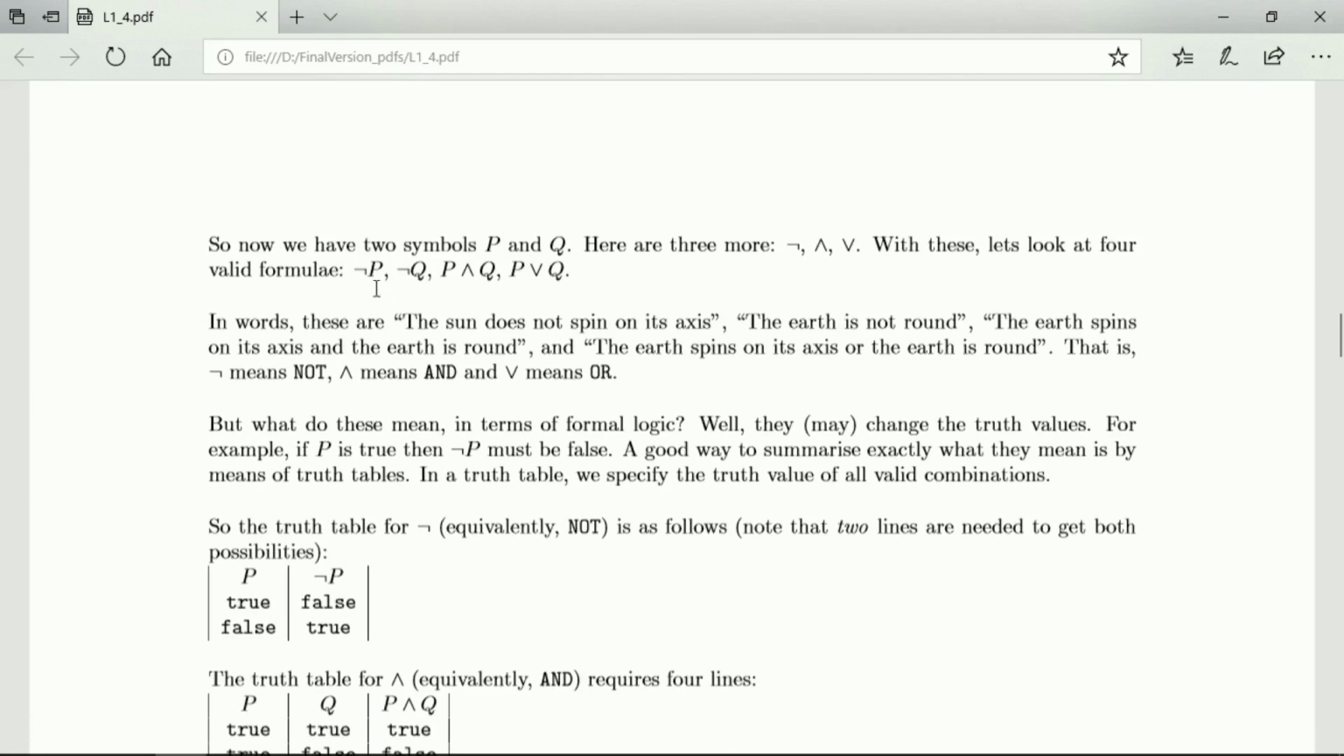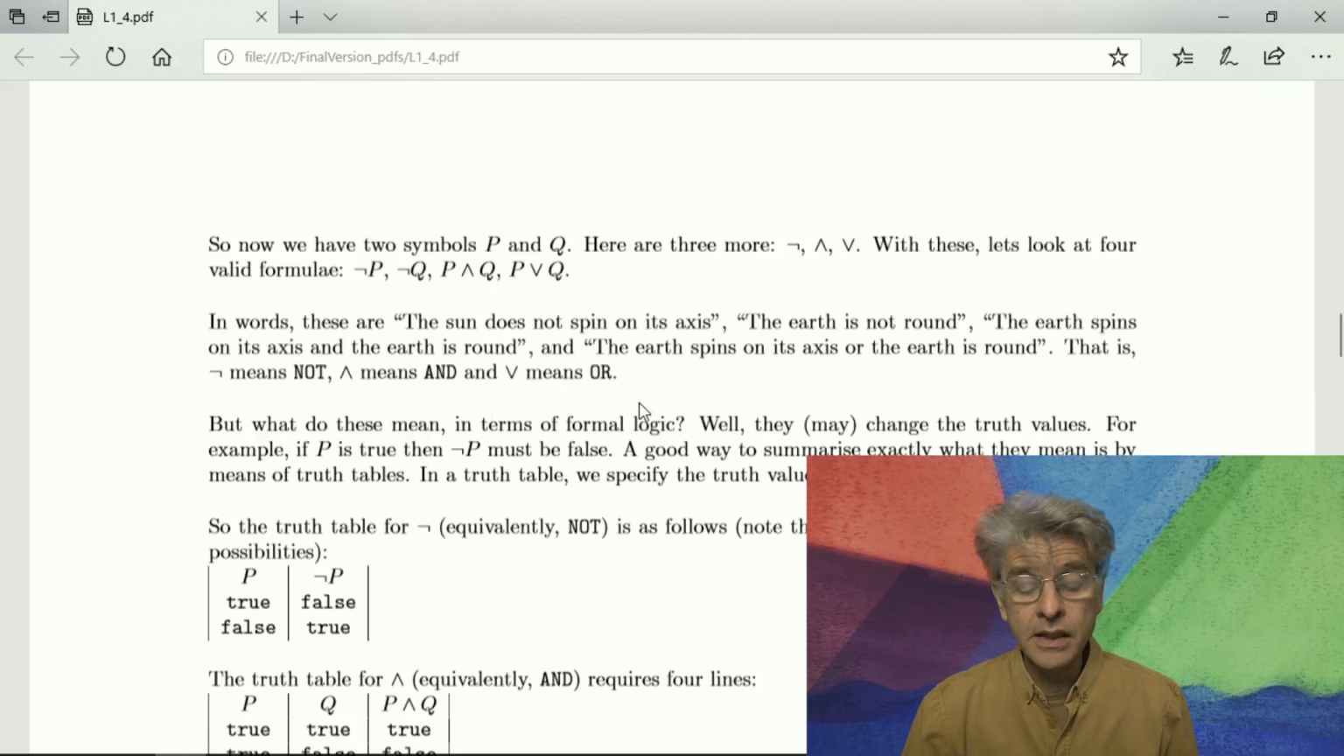Okay, so if we say hook P is the Earth does not spin on its axis, and hook Q, the Earth is not round. P wedge up Q is the Earth spins on its axis and the Earth is round, and P wedge down Q, the Earth spins on its axis or the Earth is round. So what we mean is that hook means not, wedge up means and, wedge down means or.